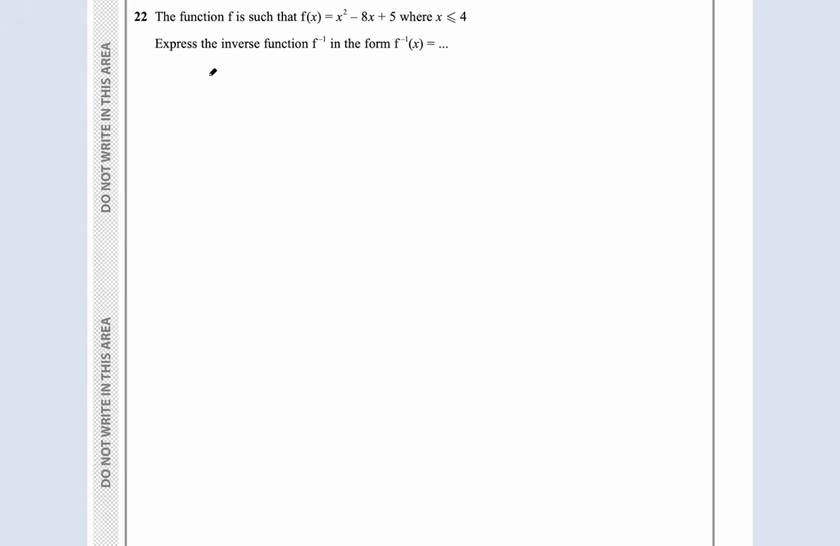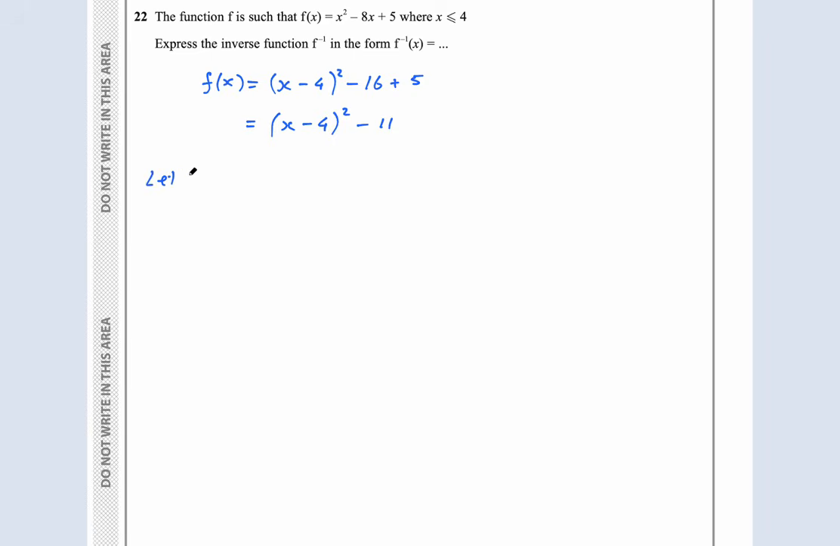So f of x equals this. To complete the square, I'm going to do x minus 4 squared. I'm going to subtract 16 because I subtract this squared, and I'm going to add 5. This is the completing the square method. If you don't know how to do it, guys, go and learn it. It's x minus 4 squared minus 11. That is the completed square version of f of x.